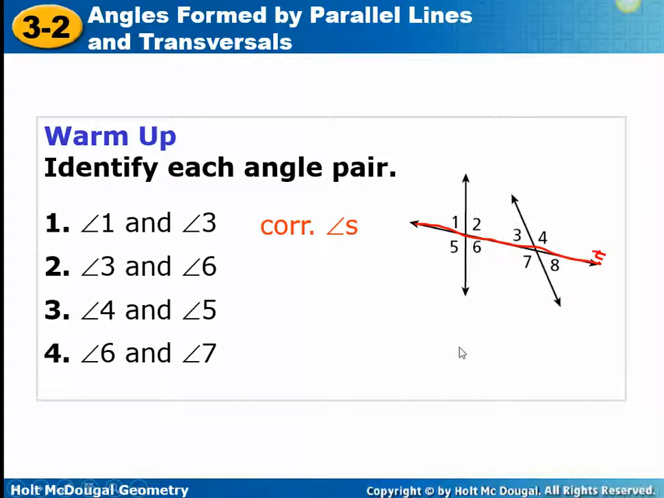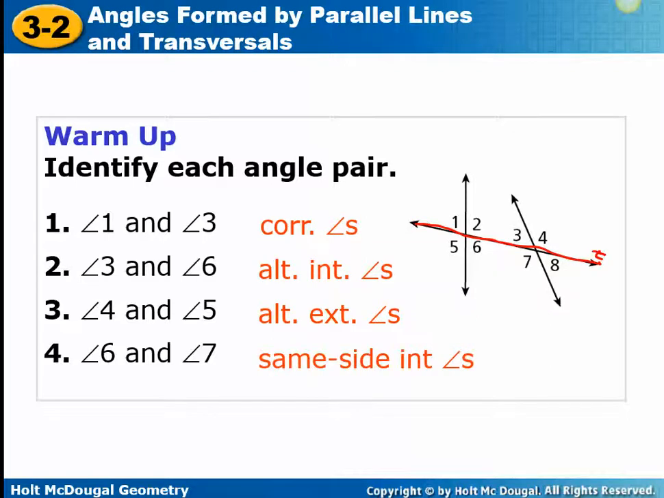First one should have been corresponding angles. 1 and 3 are corresponding. Number 3 and 6 are alternate interior angles. Number 4 and 5 are alternate exterior angles, and angle 6 and angle 7 are same side interior.